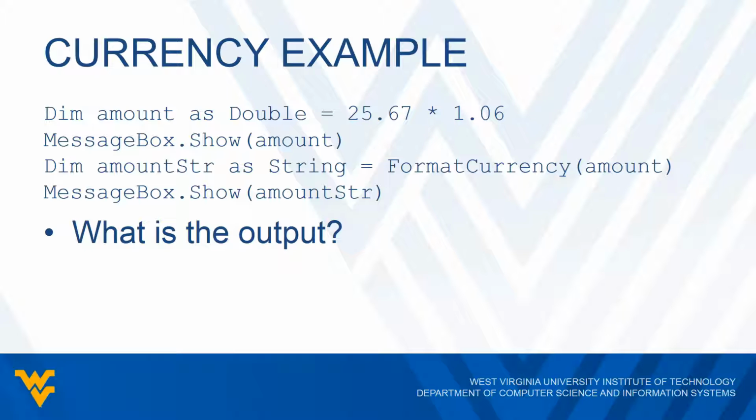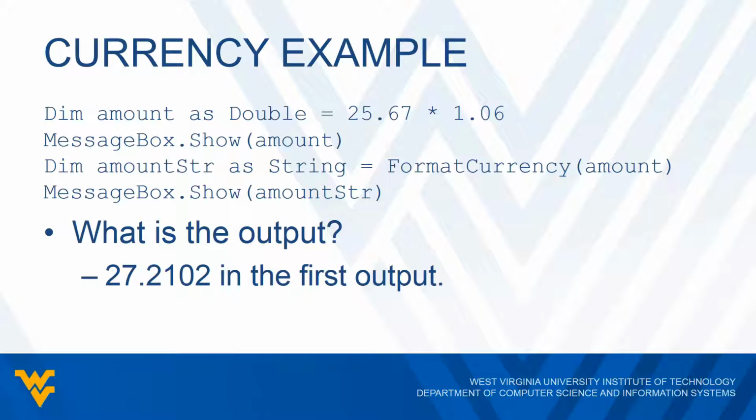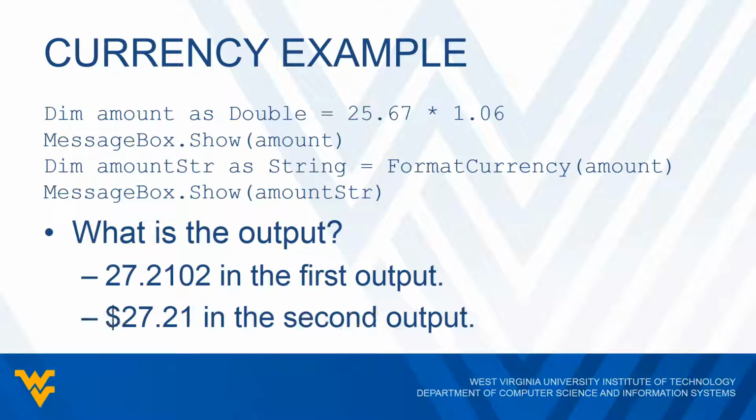So the question is, what would be the output of this code? Well, the first output is going to give us the number. So if we were to take 25.67 and multiply it by 1.06, that's going to give us 27.2102. That would be our first output. The second output would take this number and format it as a currency. So what we would get is the dollar sign and then 27.21. So we get the dollar sign and we get the number with 2 decimal places to represent the cents for our currency.